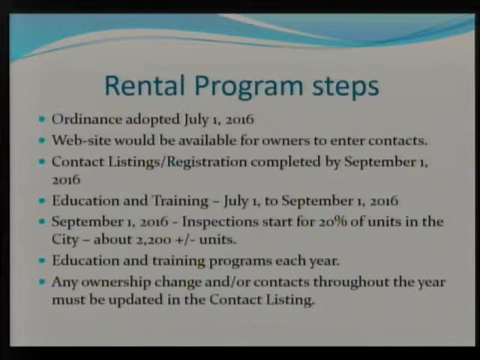I don't have a certain geography or pattern set up because we haven't gotten that far down the road when it comes to where we're going to go first, but we'd have to cover approximately 2,200 units every year. I think we need to have education and training programs each year. And then, again, the ownership change and contacts throughout the year would be updated on the contact listing 24/7, 365.